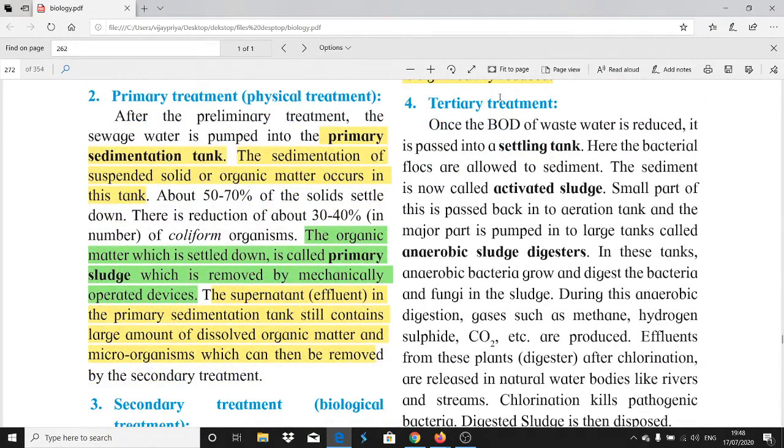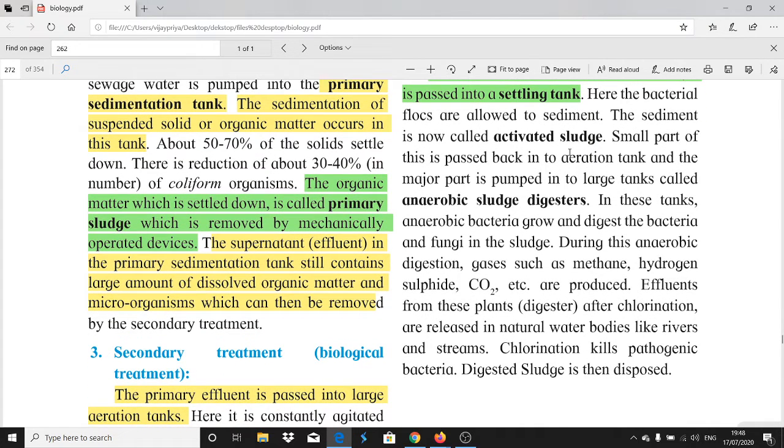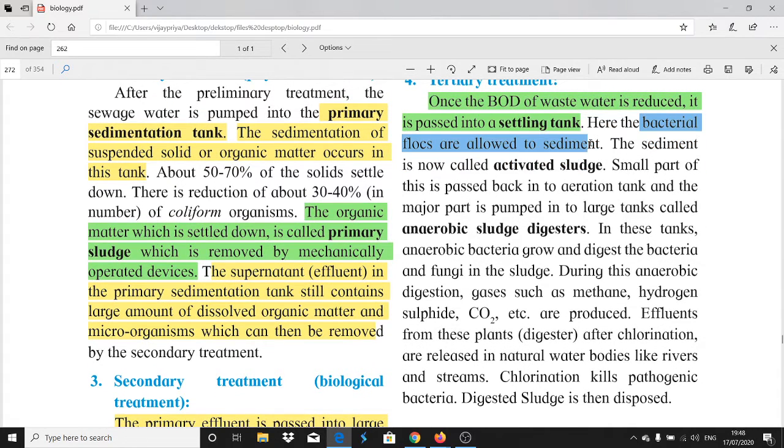Now, the tertiary treatment. Once the BOD of wastewater is reduced, it is passed into a settling tank. Now, this part is important. When the biochemical oxygen demand gets reduced, it is passed into the settling tank. Here, the bacterial flocks are allowed to sediment. What is getting sedimented? Bacterial flocks. Now we don't want these flocks, so they are allowed to sediment. There is no aeration. So because of their growth, because of their weight, they get settled down.